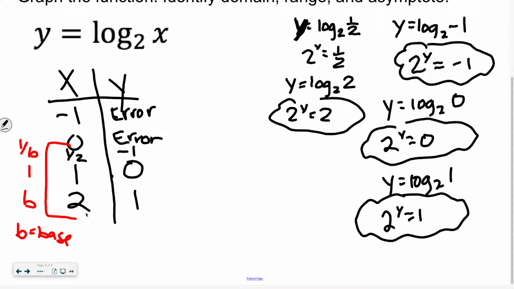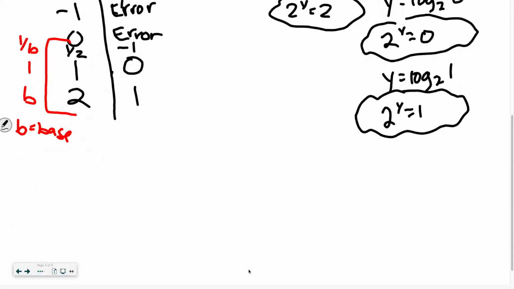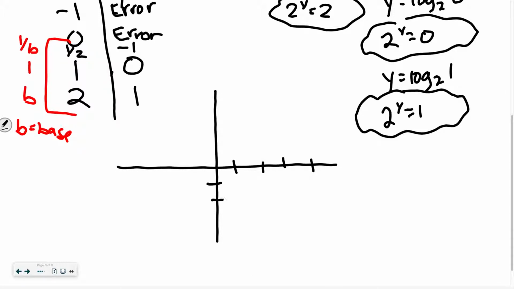Okay, does anybody have any questions about how I built the table? Okay, let's graph it. Well, at 1/2 I'm at -1. At 1 I was at 0, and at 2 I'm at 1.